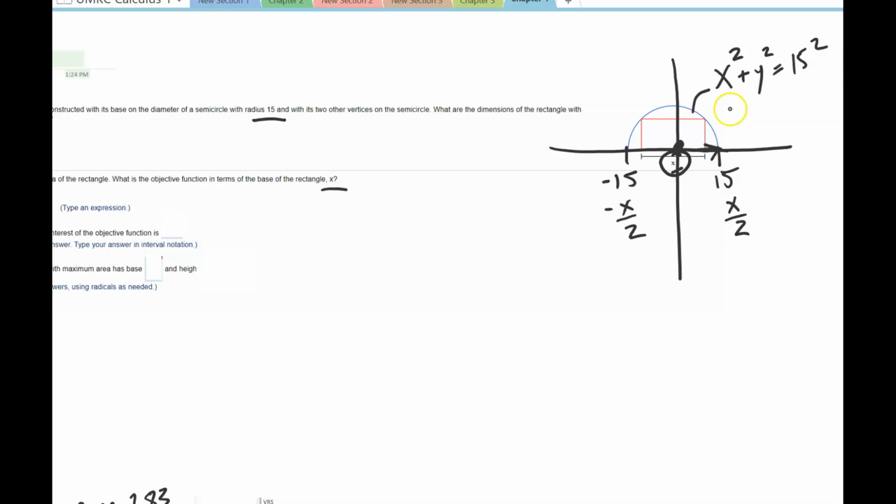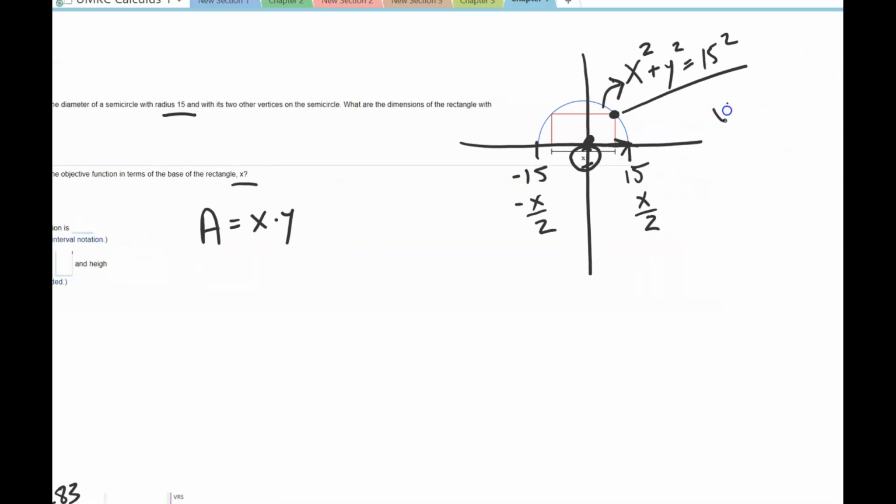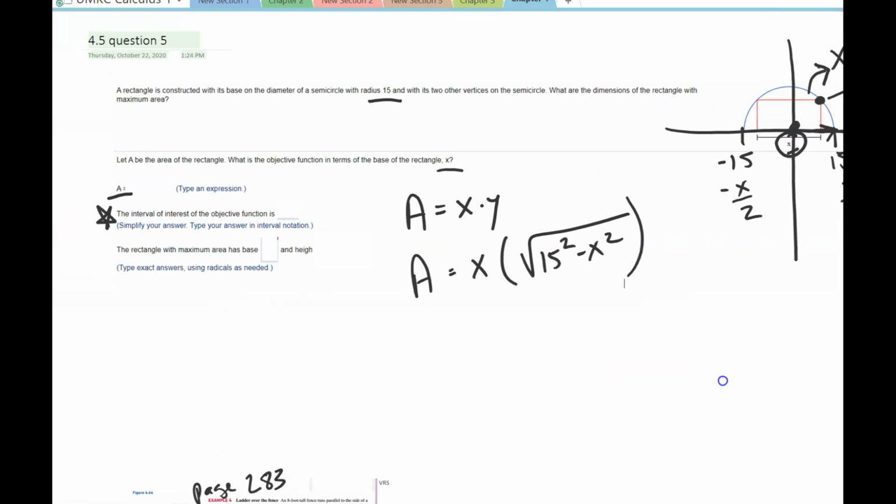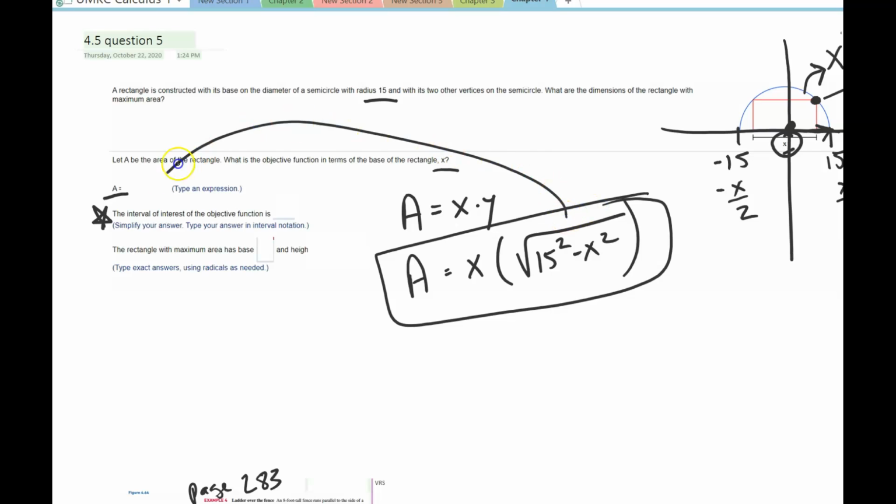But it's nice that it's in this format, so I can write it as x squared plus y squared is r squared. So now I have the area is simply x times y, and I can represent y as this function and solve for y. So y equals the square root of 15 squared minus x squared. So I have area equals x times the square root of 15 squared minus x squared. So I have this nice, beautiful formula for area. Keep in mind my interval of existence is going to be from 0 to 30. And I want to find the maximum area.